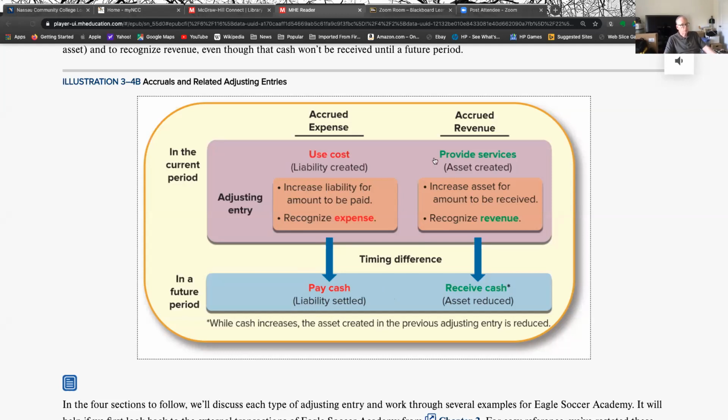When it comes to accrued revenue, a service was provided. We have to record revenue whenever a service is provided, but because we didn't get paid for it yet, it is a receivable. We increase an asset for the amount to be received. So we're going to increase something like accounts receivable, credit service revenue. We saw in one of the examples that we just did a few minutes ago, when we were the lender, debit interest receivable, credit interest revenue.